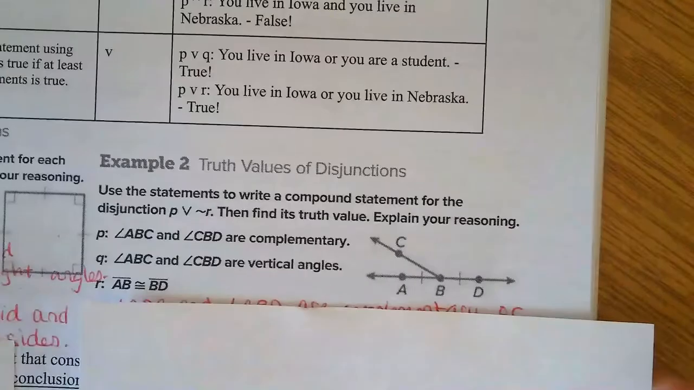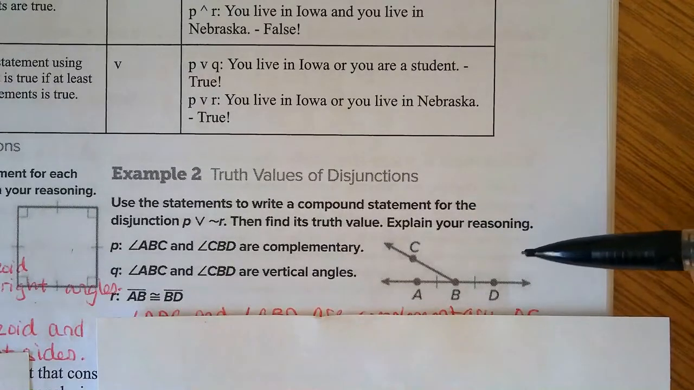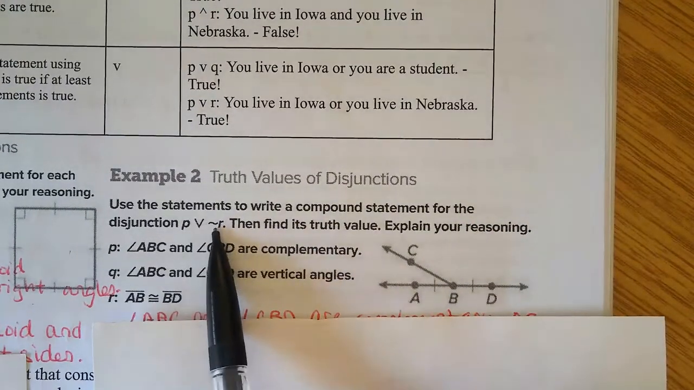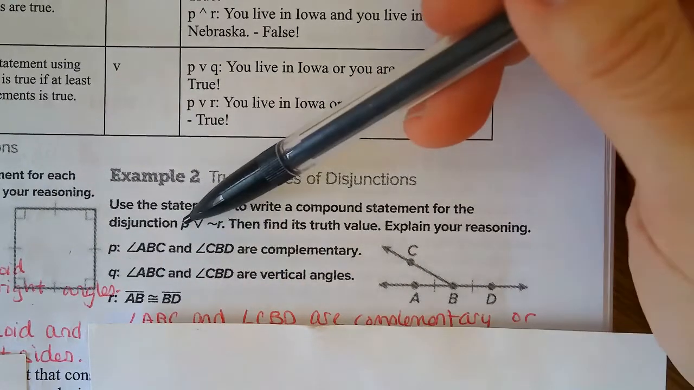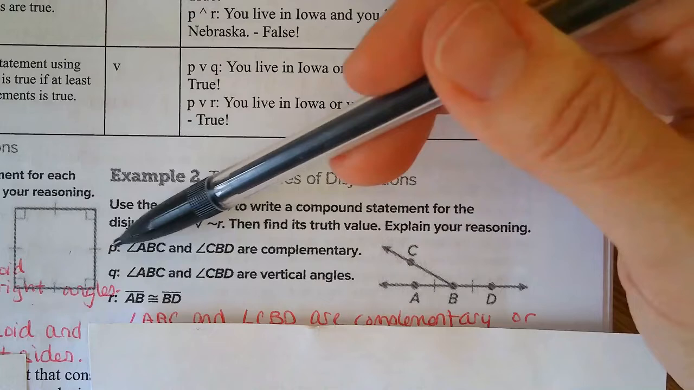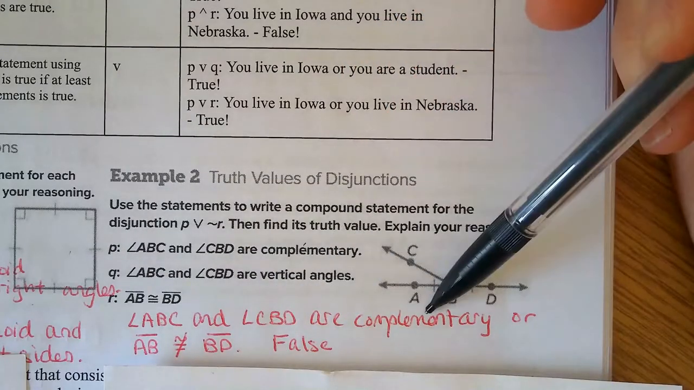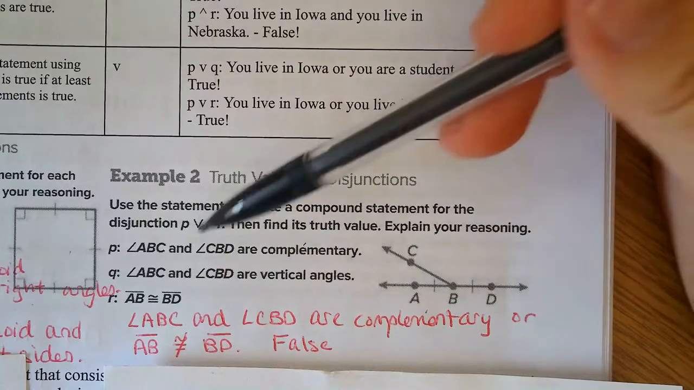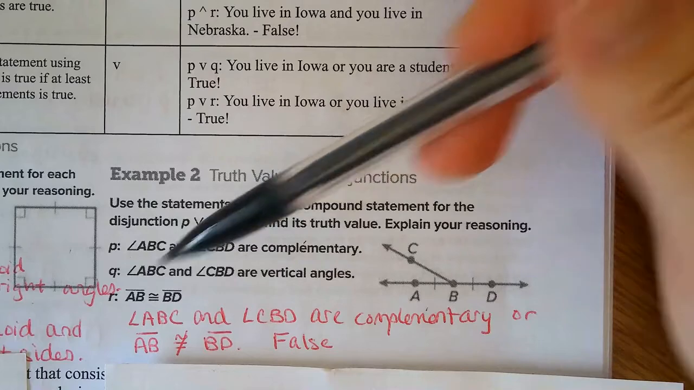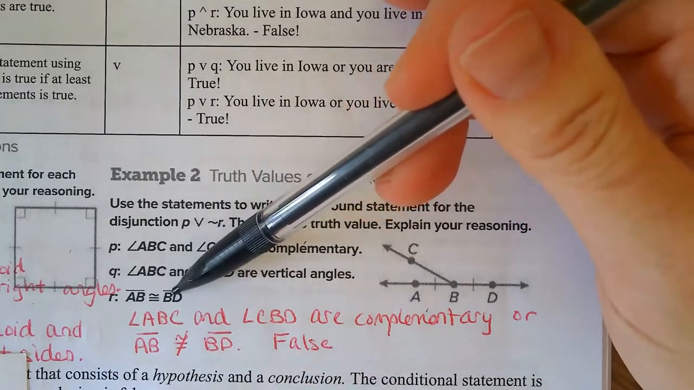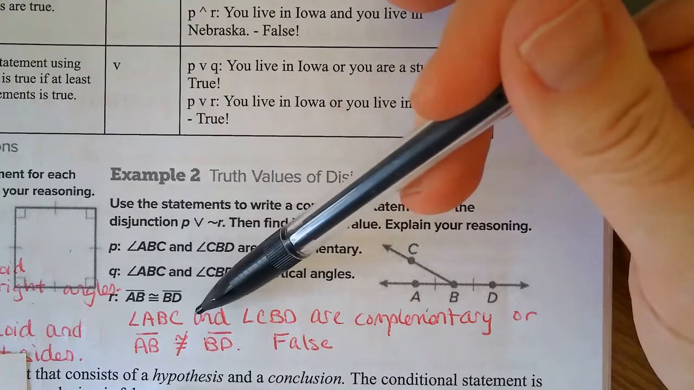Now look at example 2. Use the statements to write a compound statement for the disjunction P or opposite of R. Then find its truth value. So here are my statements, and I'm just translating these symbols into words. So P is this statement, so that would be the first thing I write down. Angles ABC and CBD are complementary. This symbol means or, so I would write the word or. This means I'm doing the opposite of what R says. So AB is not congruent to BD. So that's translating these symbols into these phrases.